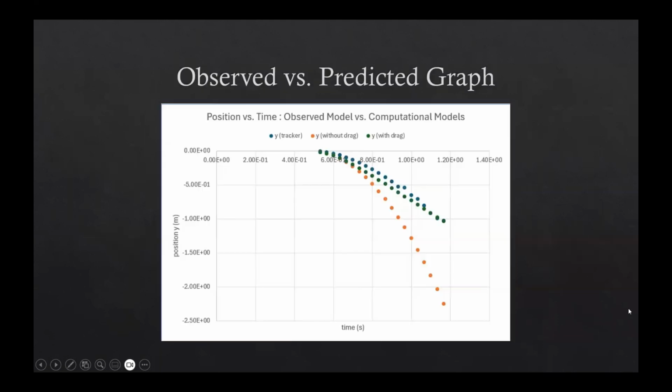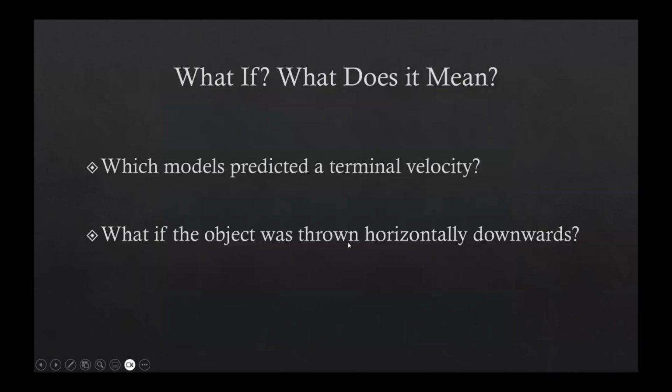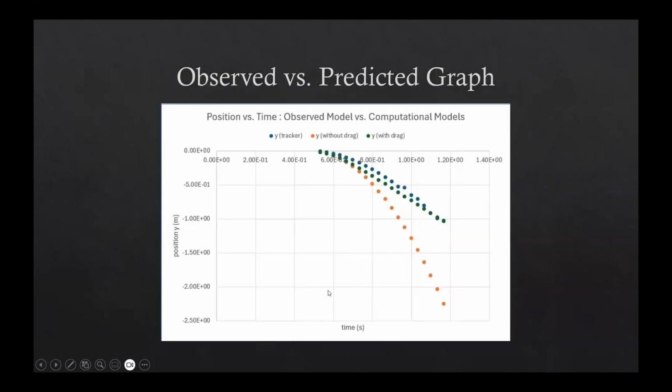Now, what does this mean? Which model predicts a terminal velocity? The model that predicts the terminal velocity is the model with the drag force. As seen here, the slope of that position versus time graph is becoming more and more linear, which suggests that the object is getting closer and closer to its terminal velocity, or its constant velocity in the negative y direction. That is shown to be very, very similar to the actual motion of the sauce packet as it is falling from rest.